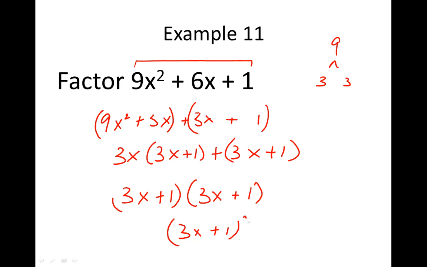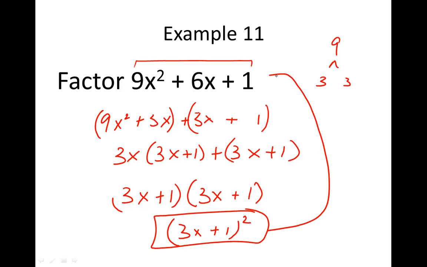Again, if you're good, you can see this right from the beginning. You can see this is a perfect square, that's a perfect square. Take the square root of both of those. When I add them together and double it, boom, I get the middle term. You can go right there. That's hard to see.